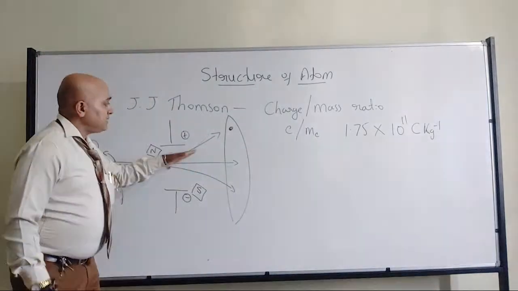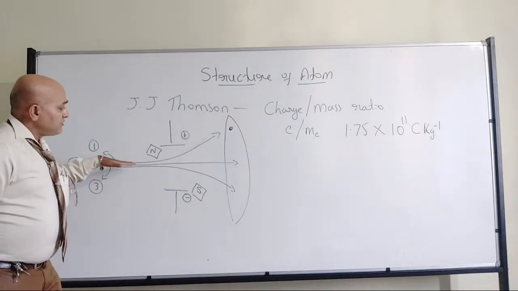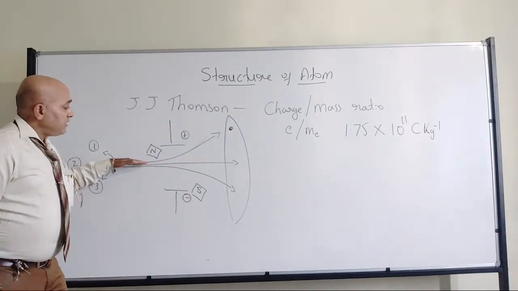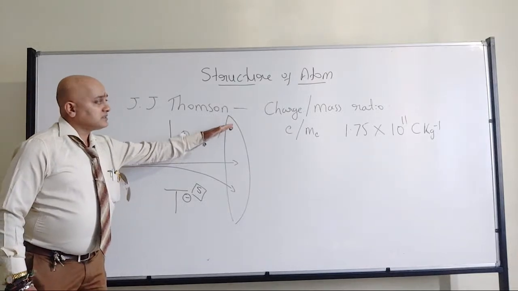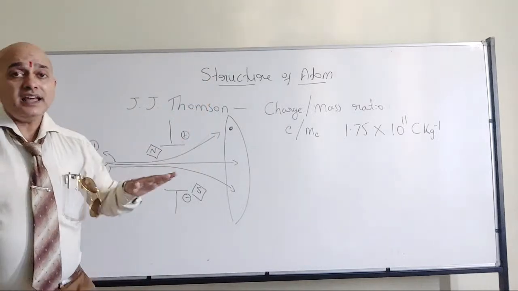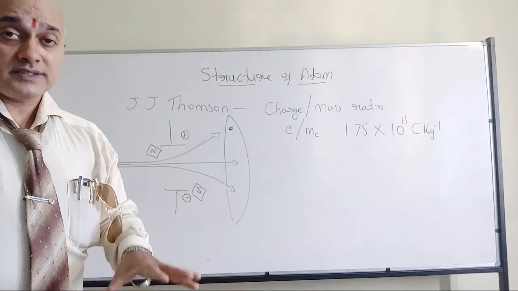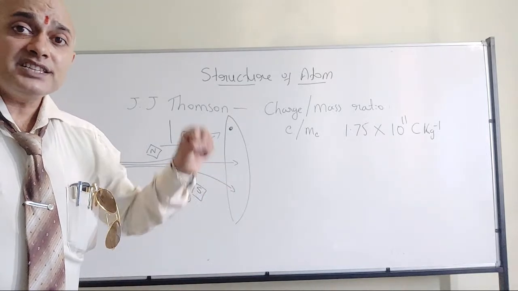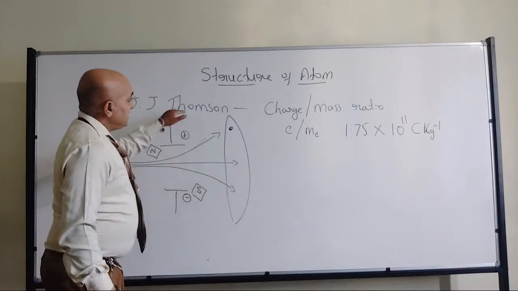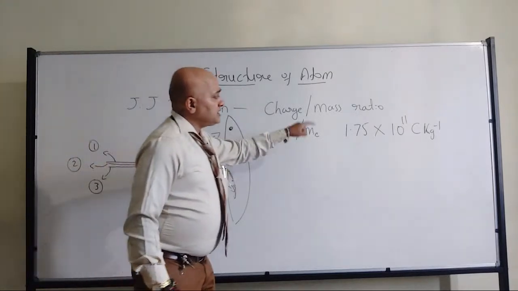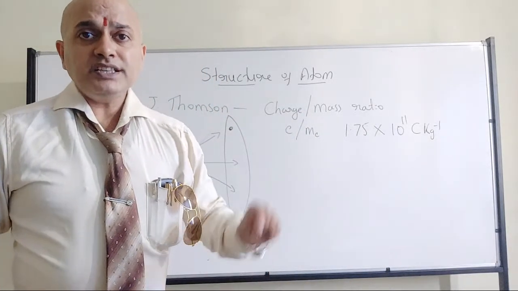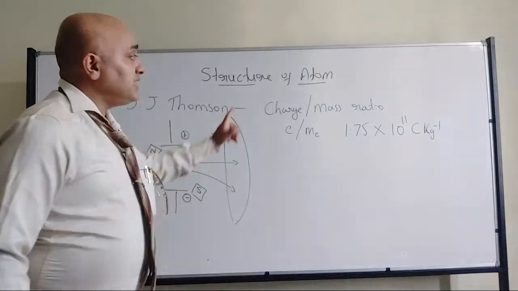Same logic is applicable. An element which is smaller will take a sharp deviation. An element that is a bit heavy will take a slight deviation. So whatever deviation is there, changing the path, will be decided by the mass, and it is also decided by the charge. So based on different experiments like this, he concluded that this should be the charge by mass ratio of the electron.